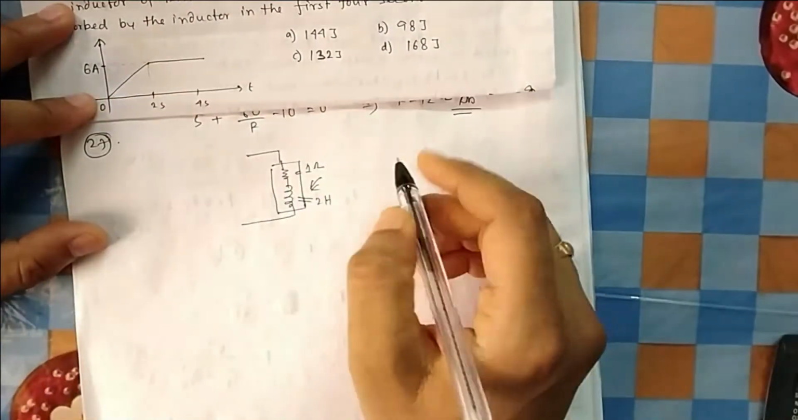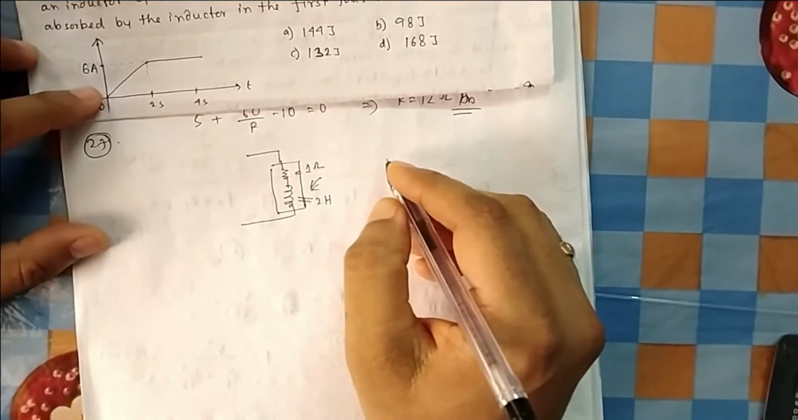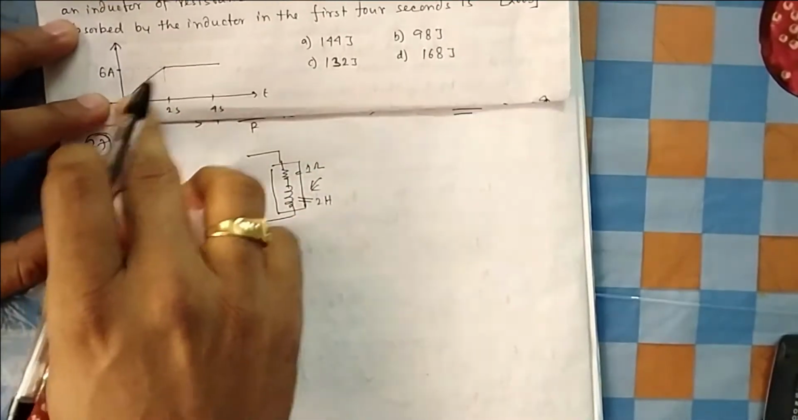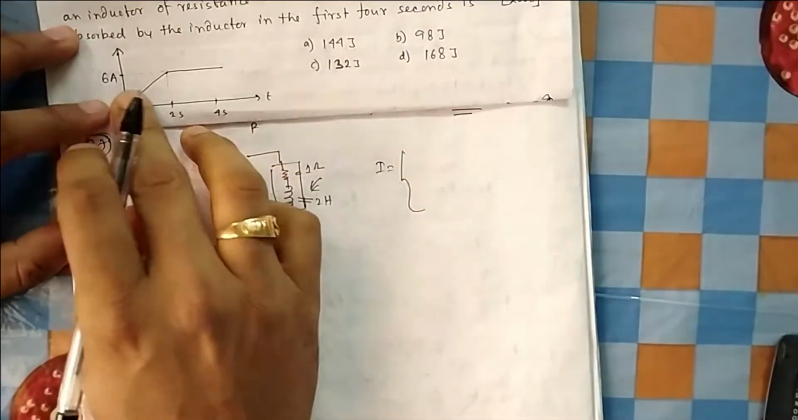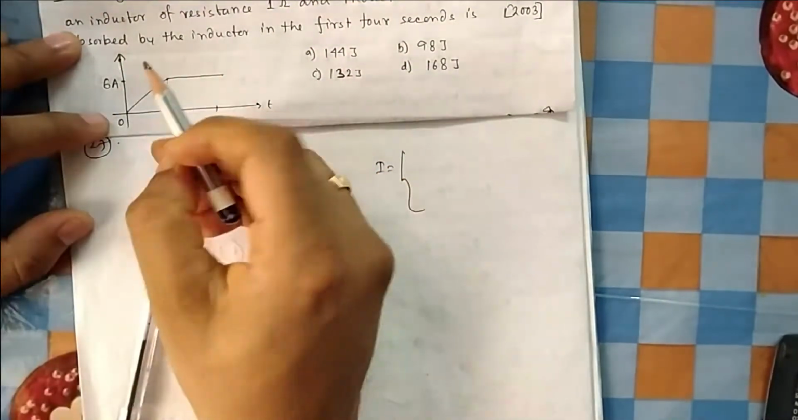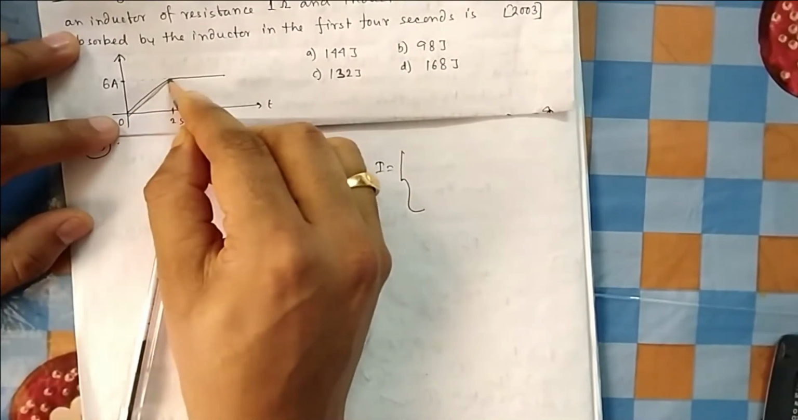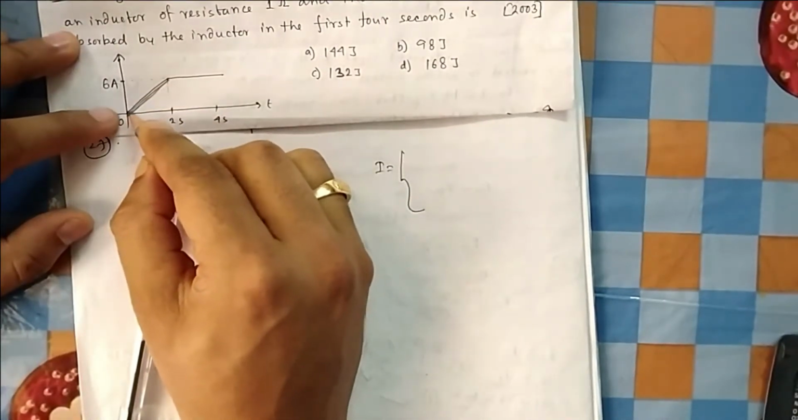So let me see this curve. This is the curve of current. If I write the equation of current, what will be the equation from here to here? You can see it is a straight line, and a straight line passing through the origin is y equal to mx.